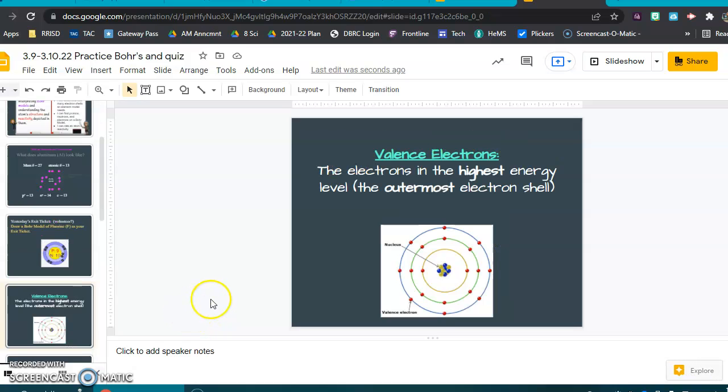So the next thing we're going to concern ourselves with is the valence electrons. The valence electrons are the electrons in the highest energy level, the outermost shell. So who's hanging out in the last shell? Okay?